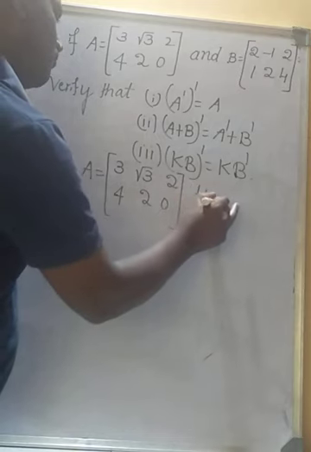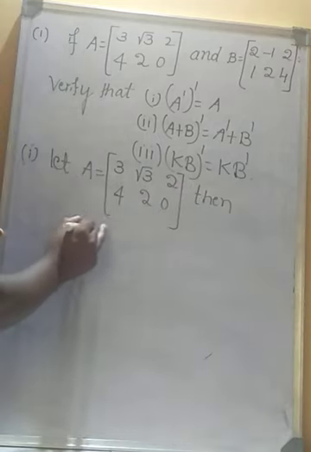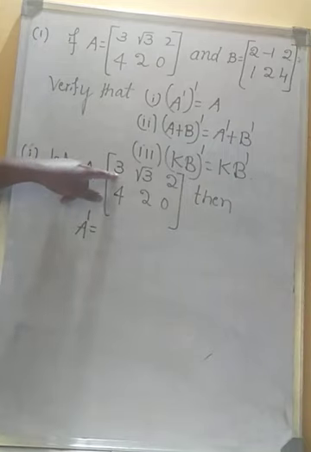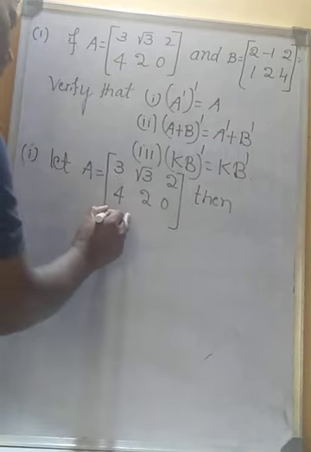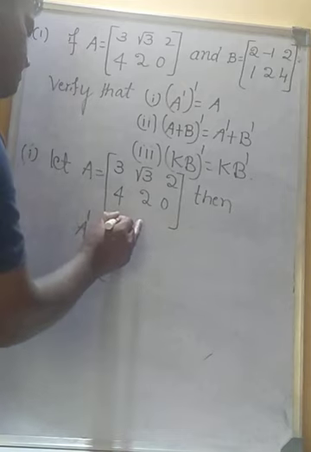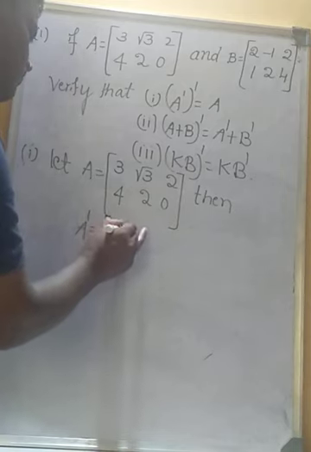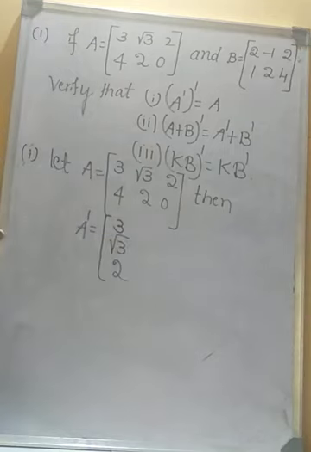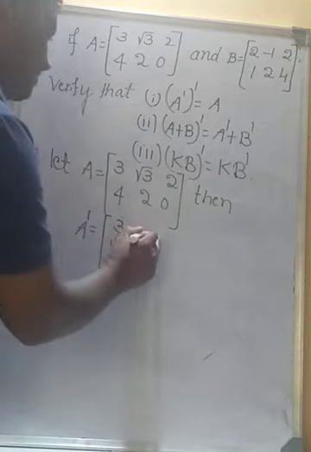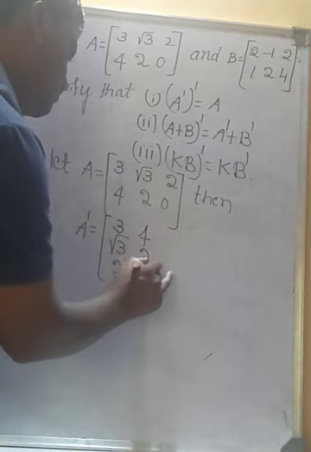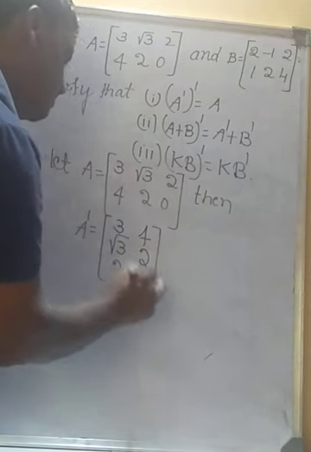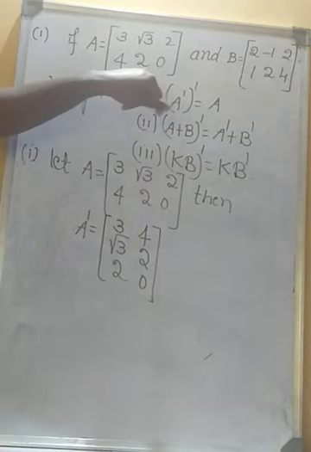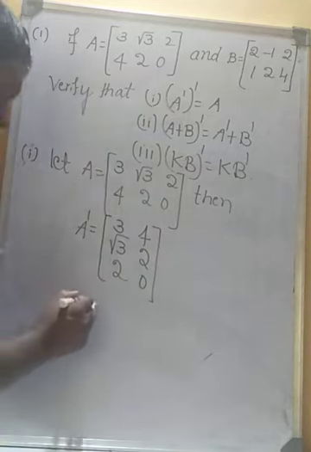Then A dash means transpose of matrix A. Here, first row elements 3 root 3 2 write in first column 3 root 3 2. Second row elements write in second column 4 2 0. So A dash. Here A dash, O dash again transpose of that matrix.